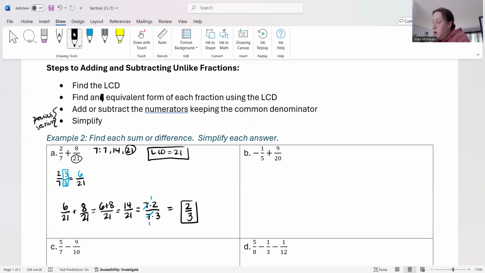So next up, for part B, we have -1/5 plus 9/20. We definitely do not have common denominators. But if you look here, we have a situation in part B like we did in part A.